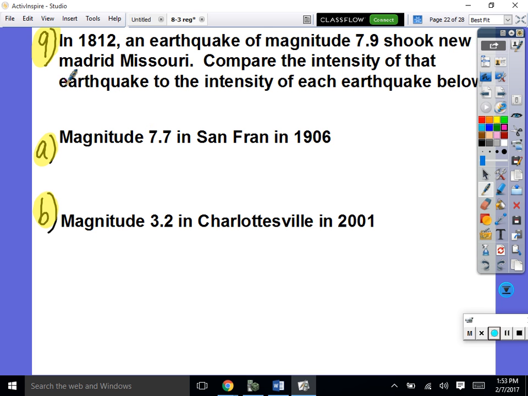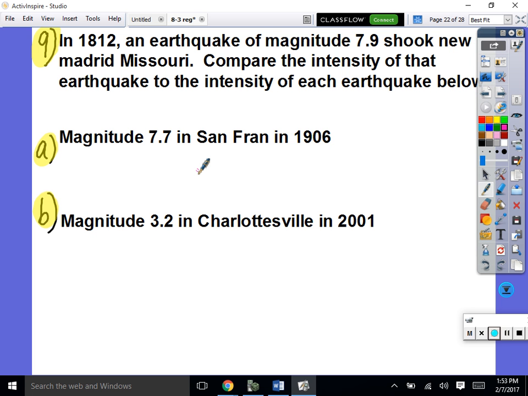Okay. So, anyways, in 1812, an earthquake of magnitude 7.9 shook New Madrid, Missouri. Compare the intensity levels of that earthquake to the intensity of each earthquake below. So, everybody, we're going to compare this true earthquake of magnitude 7.9 to 7.7. Now, you would think they'd be pretty close in how they destroyed the cities. Because isn't 7.9 not that much larger than 7.7? But you're going to be surprised. So let's plug it into our formula.